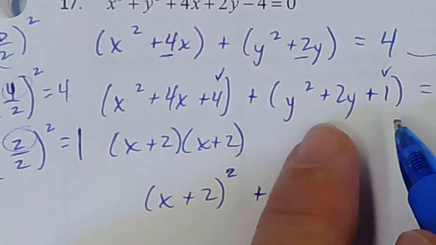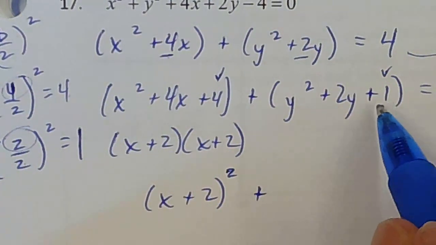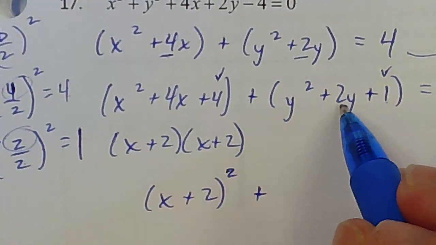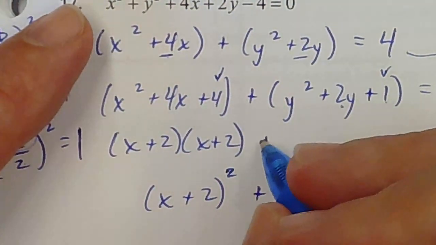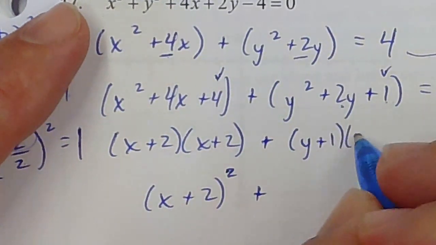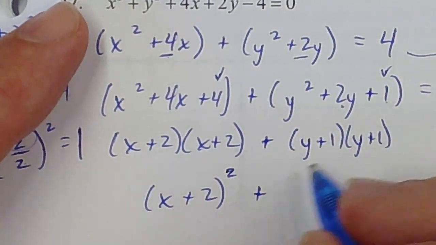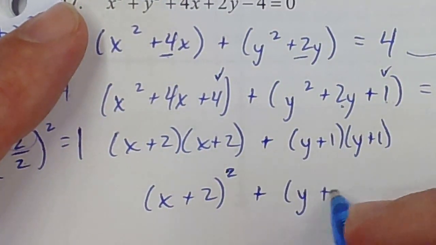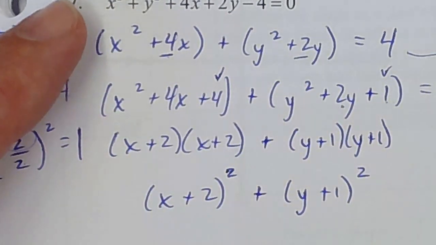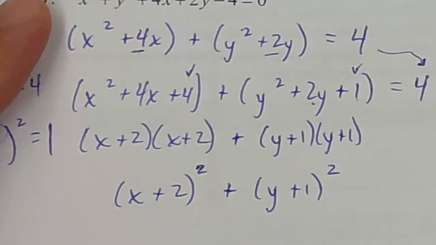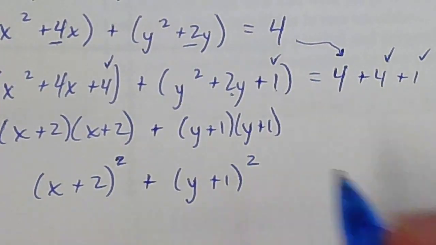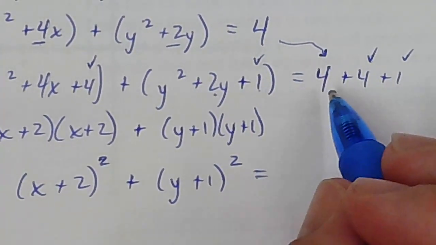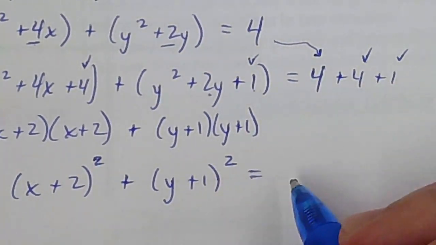All right, so we'll repeat it for the y's. What are the factors of 1 that add up to 2? 1 and 1. So I've got y plus 1 times y plus 1, or if you want to skip that step and you get it, we can just express it as y plus 1 quantity squared. Okay, the right side, let's add up these numbers. We get 9.